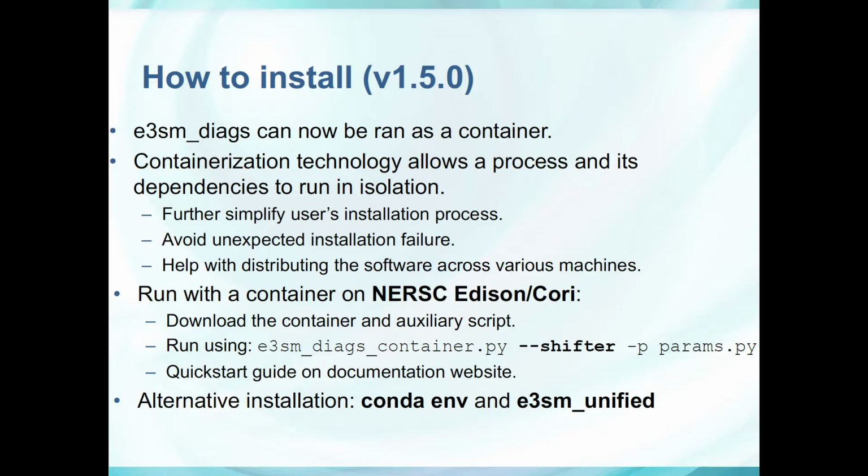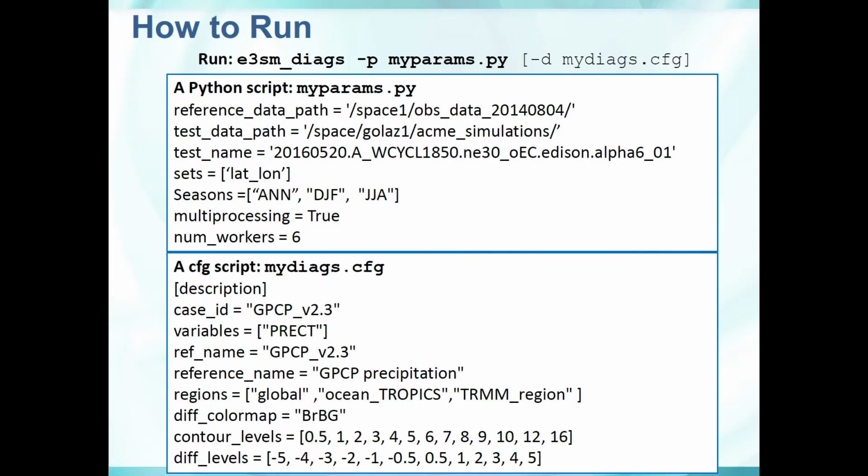In the meantime, we support alternative installation, including installing via a Conda environment, or you can install the E3SM Unified. E3SM Diagnostics is available through the unified environment. Running the package is straightforward. For a default run, not using a container, after installation, you just need to type in the command line e3sm_diags -p followed by a Python script.